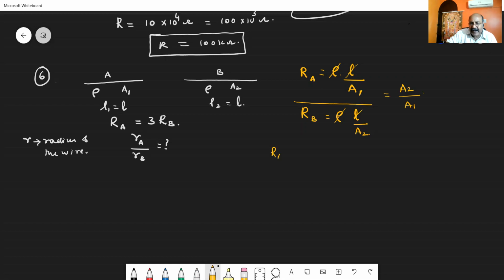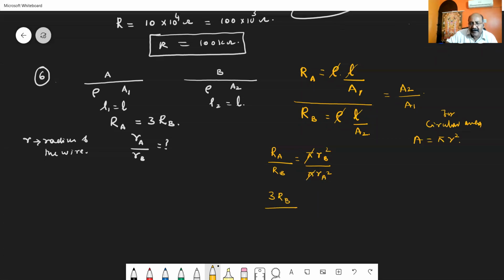Now I can write RA divided by RB is equal to, area of cross section is circular. So A2 is pi into small rB square divided by A1 is pi into rA square, isn't it? For circular area, I can write area is equal to pi r square. So pi will get cancelled. Here we know the value of RA is equal to 3RB, given.